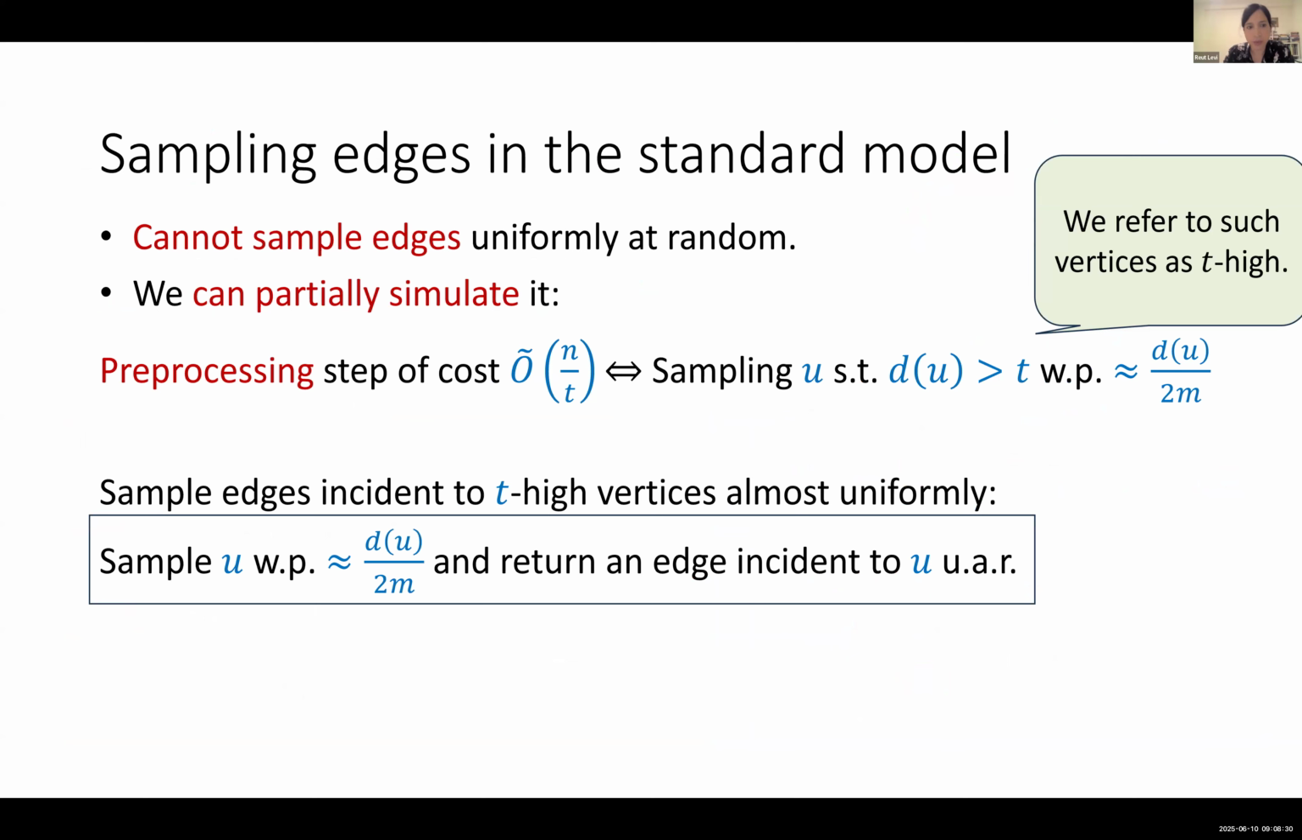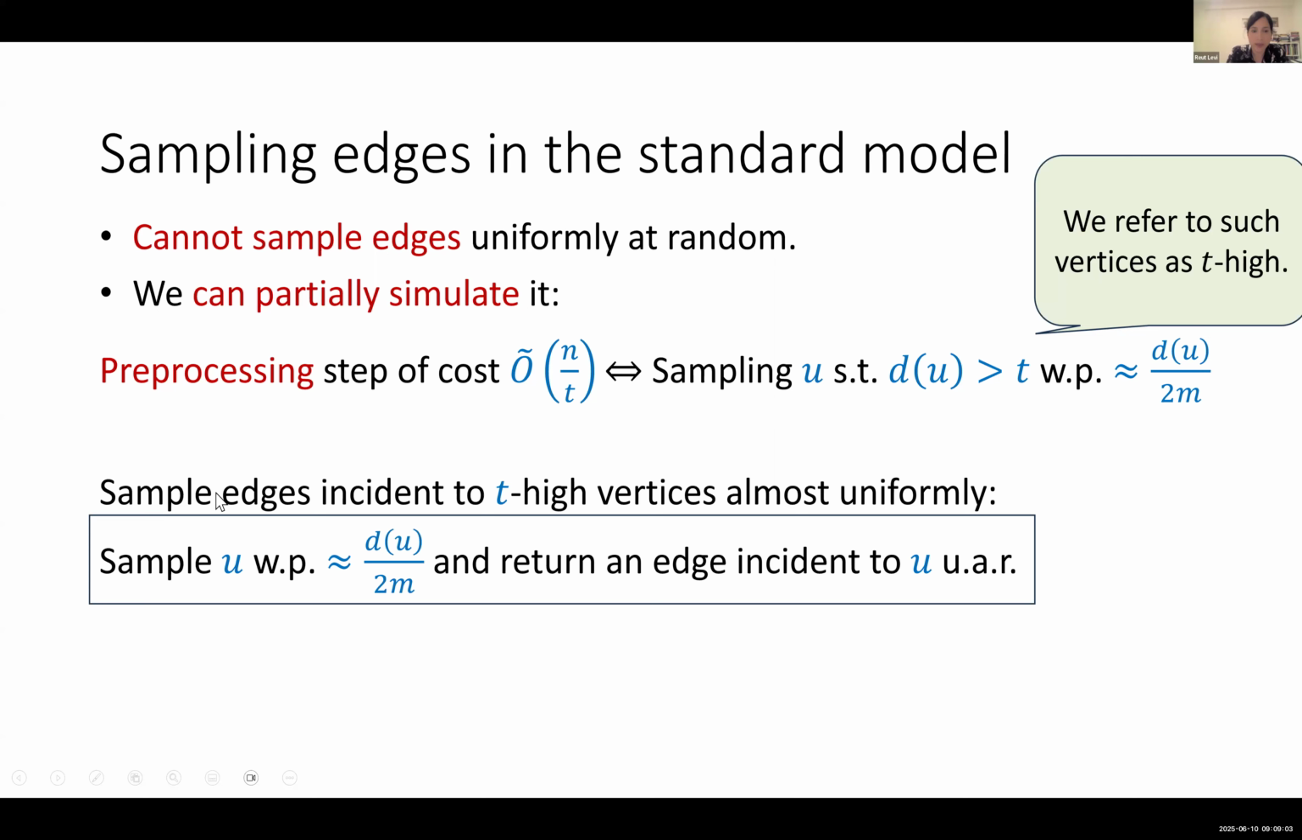So in the standard model, we are not allowed to sample edges uniformly at random, but we can partially simulate it. By performing a pre-processing step of cost O tilde of n over t, we are able to sample vertices u such that the degree of u is at least t with probability which is proportional to the degree of u. We refer to vertices of degree greater than t as t high vertices.